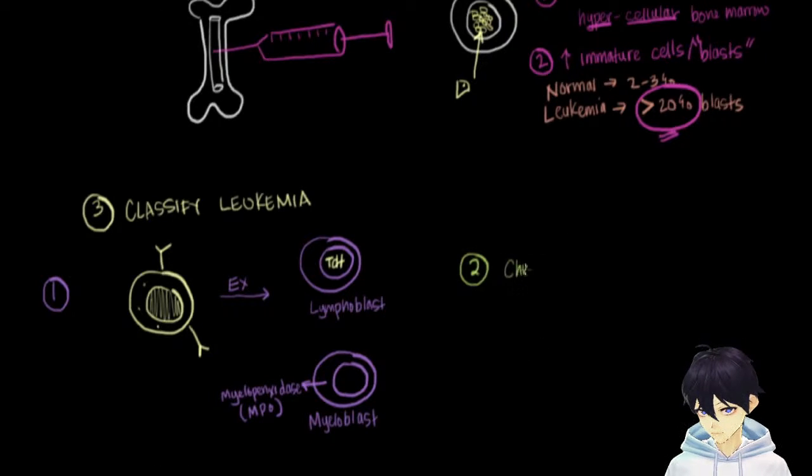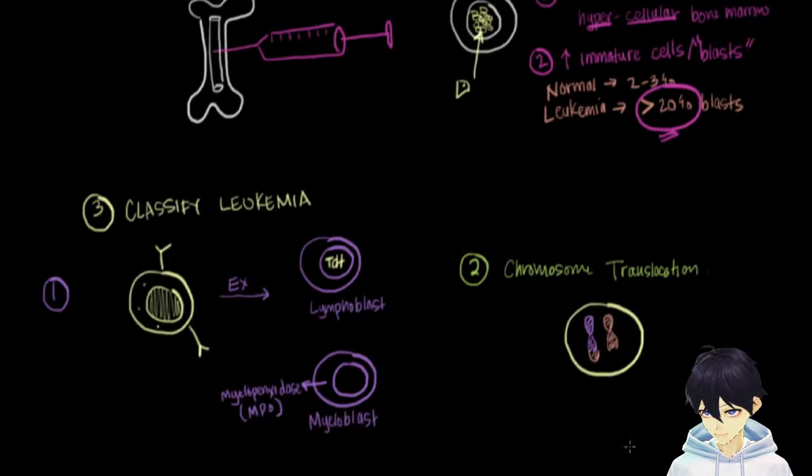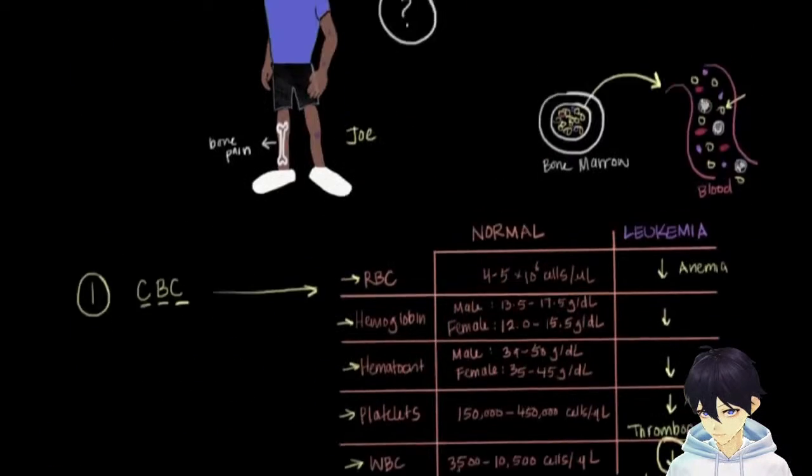The second way is by looking for a chromosome translocation. Remember, chromosome translocation looks something like this. And we said that a lot of leukemias are associated with chromosome translocation. So you can look to see if your leukemia cell has a particular chromosome translocation that's associated with a particular type of leukemia, and that can help you classify the type of leukemia. And so this is how you diagnose leukemia.